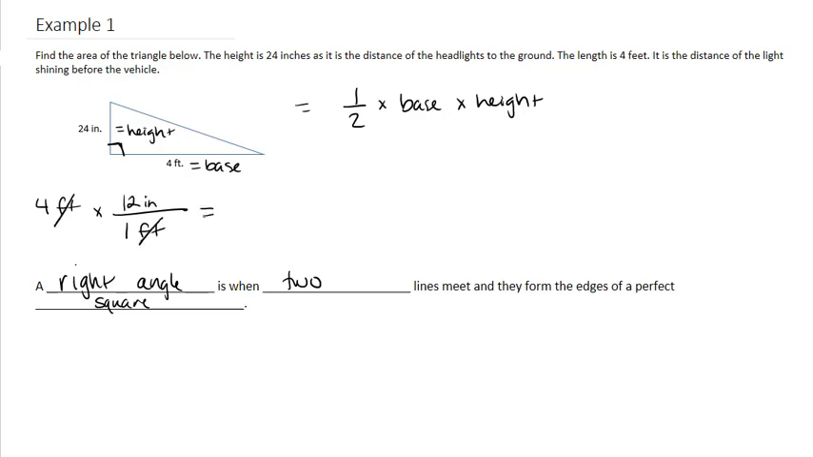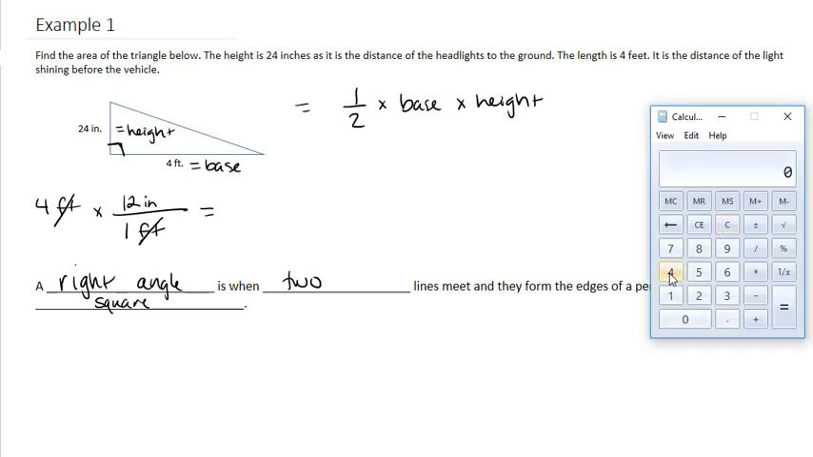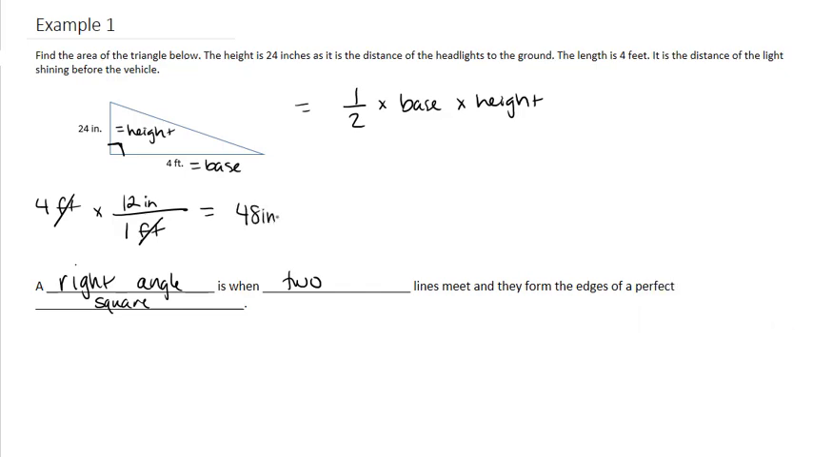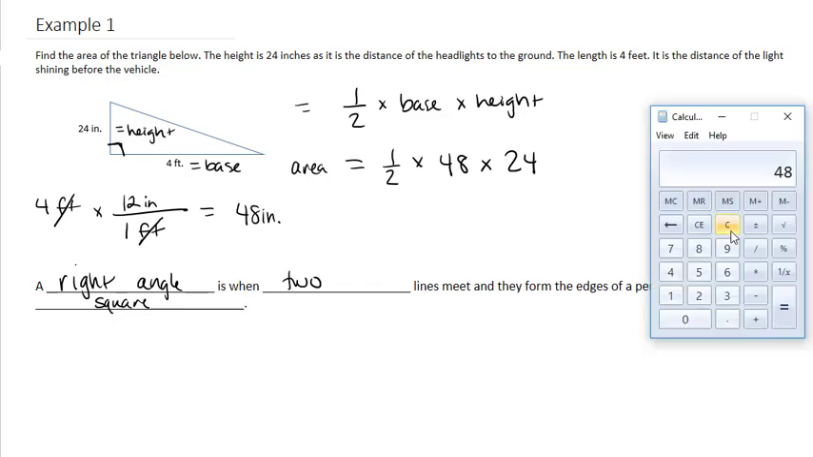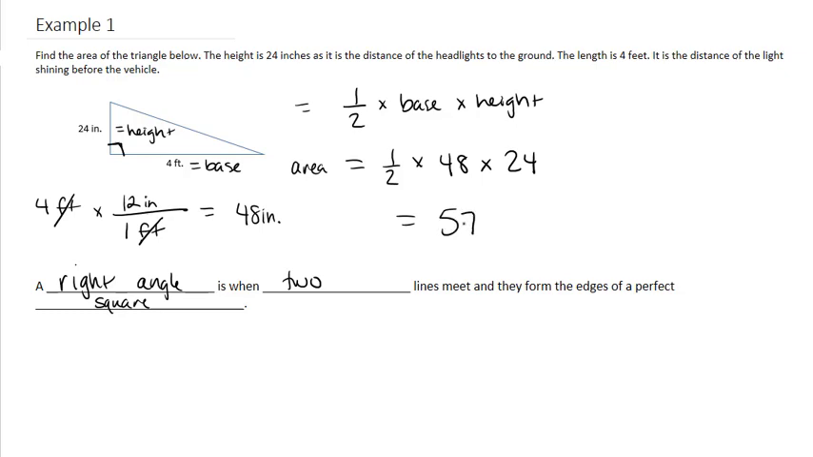These cross out and we're left with 4 times 12, which is 48. So we have 48 inches. So to find this area, we go 1/2 times 48 times 24. So we'll multiply it by 24. And when we multiply it by 1/2, it's really dividing it by 2. So we'll just divide it by 2. And we get 576 inches squared.